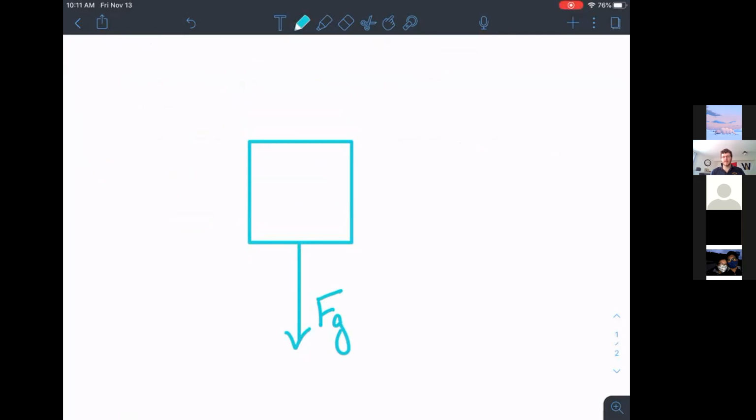15 degrees upwards. So am I going to draw it up here? Am I drawing it over here with an angle upwards? What do we think? Angle upwards, perfect. So we're going to draw it over here with an angle upwards.